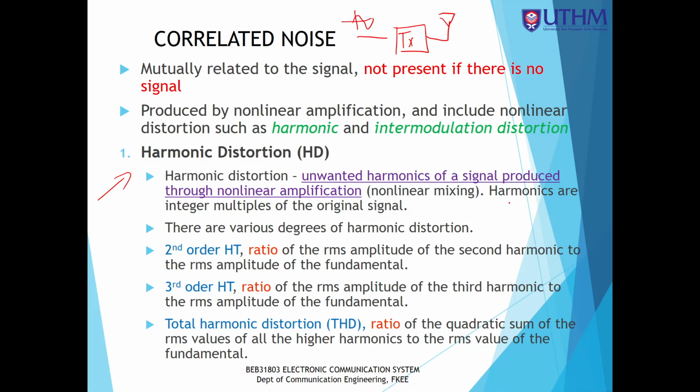So you see that it is because of the single input. Dia disebabkan oleh single input of a signal. That means in your input you have one input signal, and that input signal causes a harmonic distortion in the system after the process of non-linear amplification. Dalam transmitter, for example, akan ada proses non-linear amplifications untuk input signal ini yang mengakibatkan berlakunya harmonics.